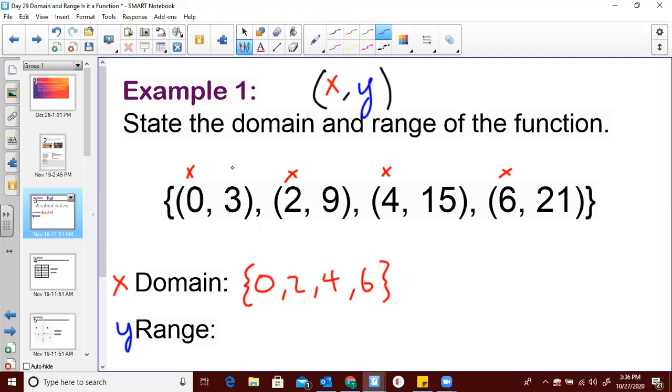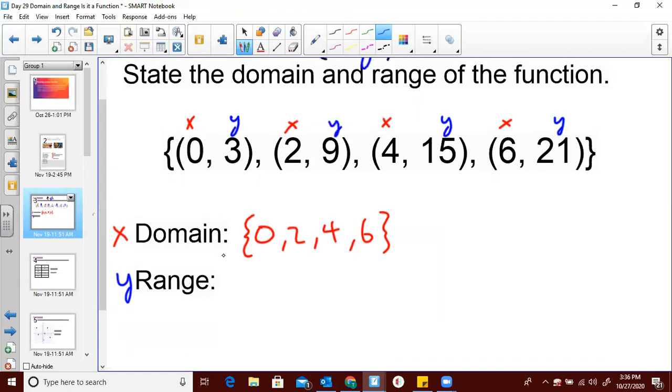And I'm going to put a y over all of my y values. Remember, range is going to be all of my y values. So I'll have 3, 9, 15, and 21. Now, sometimes they might not always be in order like this. I would suggest putting them in order from least to greatest. I think it's just better to look at. Plus, that's the way it's going to look like on a test. Okay, so again, domain, x values, range, y values. Domain, x, range, y.